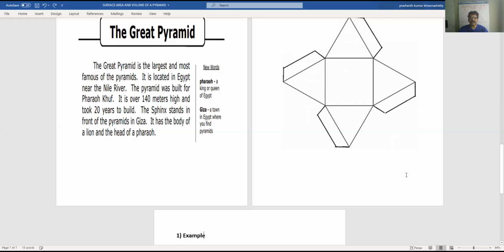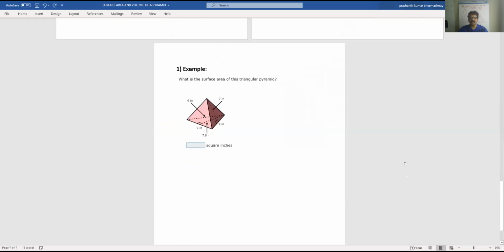So we have an example here for illustration. If you look at this figure, you see a triangular pyramid. When I say triangular pyramid, the base is a triangle. And how many faces do we have all around? 3 triangular faces. Now observe these dimensions. We have the base as 9 inches and the height as 7 inches.